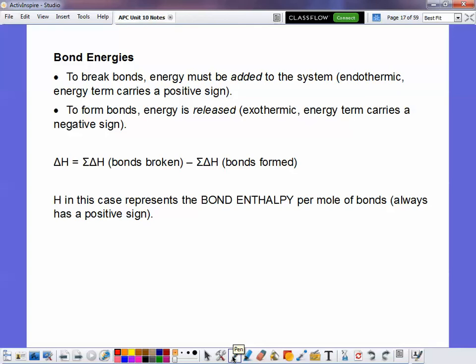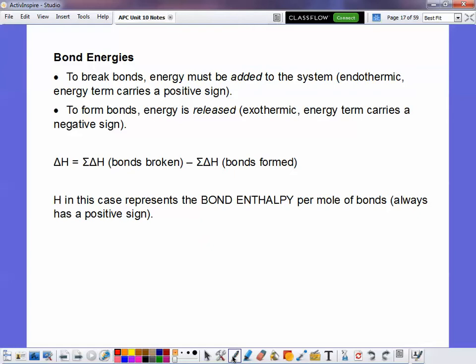Okay, so this video is all about how to calculate delta H from bond energies. Back in Unit 7, we learned about delta H, enthalpy, and there was a fifth type, calculating enthalpy from bond energies, that I said we would learn about in Unit 10. Well, that's what this is.